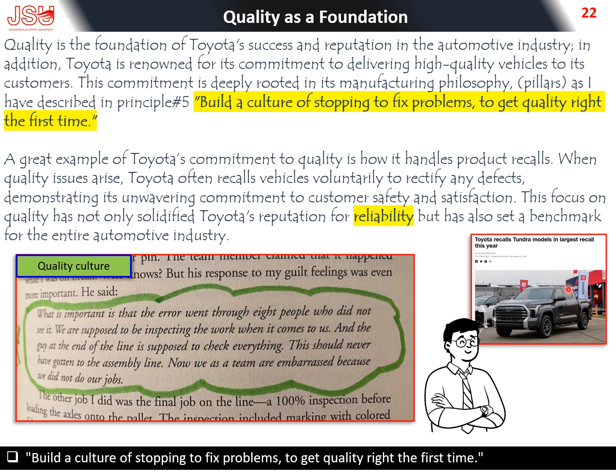As an example, we see that for 2023, there is a voluntary Toyota recall for the Tundra models. Takeaway for this is build a culture of stopping to fix problems to get quality right the first time.